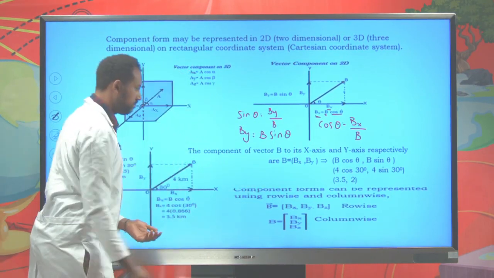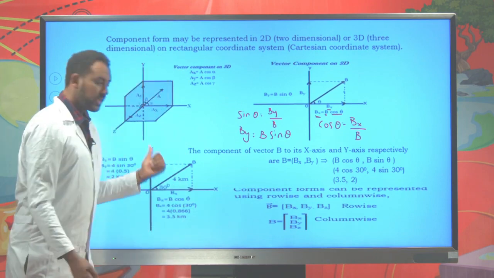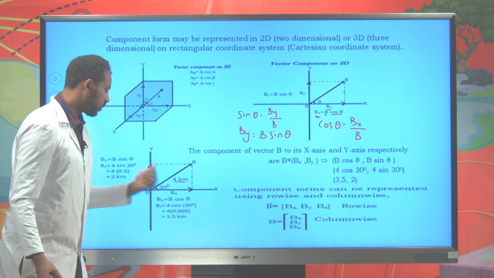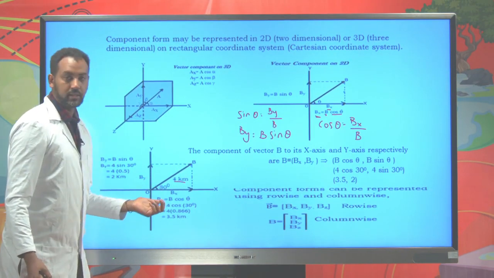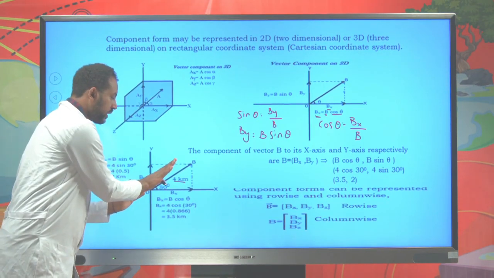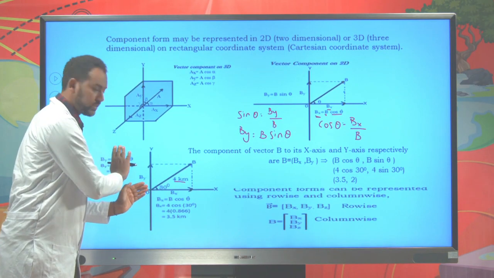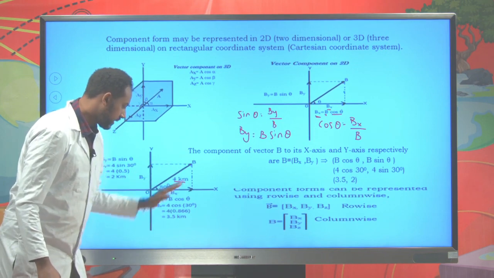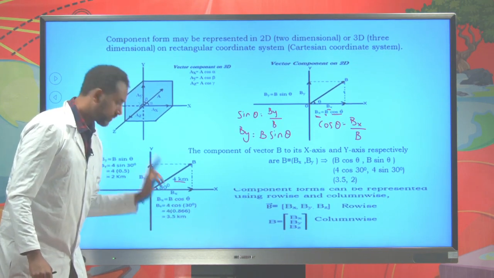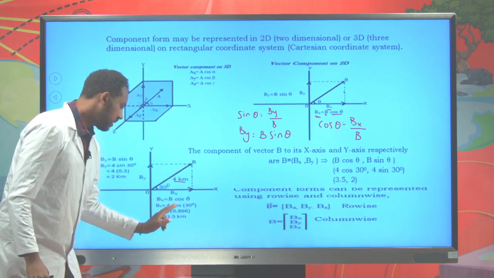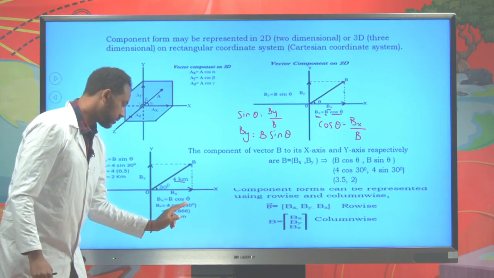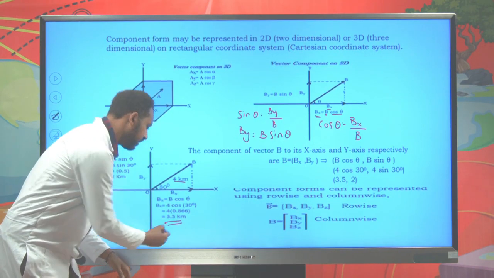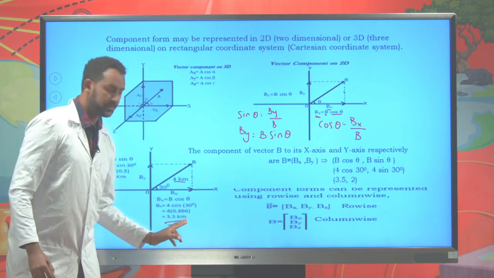Here you have one good example. In the previous example, we have 4 kilometers from O to B, and the angle is 30 degrees. What is the component of this vector onto the x-axis and onto the y-axis? To determine the component of this vector along the x-axis, it is b cosine theta. B is 4 kilometers, cosine of 30 degrees gives us 0.866. When you multiply this, you find it to be 3.5 kilometers.